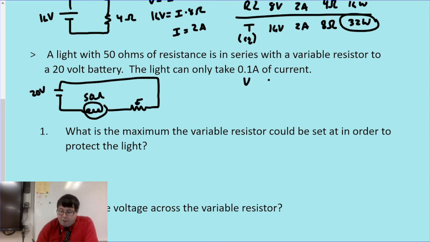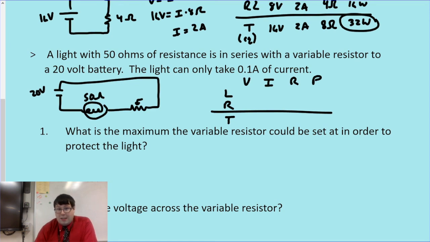Setting up our VIRP table again, we've got V, I, R, P, and then I'm going to do light, resistor, and total. Now, you can look at the questions down here, but before I do that, I might just go ahead and solve my table, and we'll see how easy these questions become once you've filled this out. So once again, I know my total voltage is 20 volts. I know that my light has a 50 ohm resistance. I don't know the resistance of the variable resistor, but I do know the light can only take 0.1 amps of current. So I want to solve this with 0.1 amps.